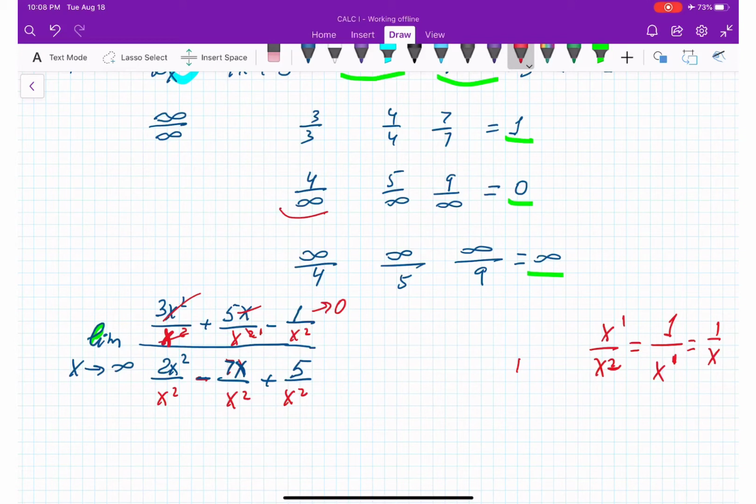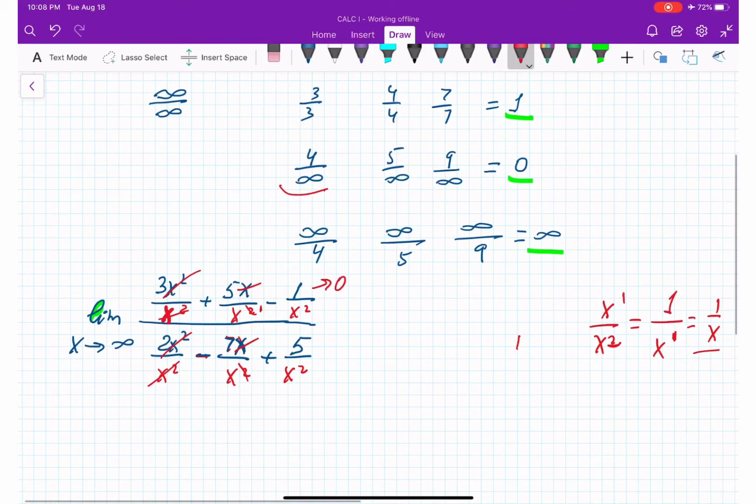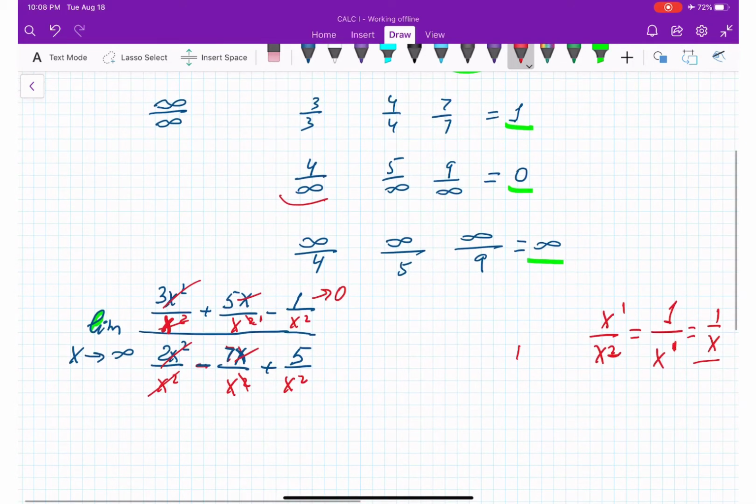Okay, now the second at the bottom, let's see what we get. The x squared cancels. 7x divided by x squared, for the same reason, x is gone, the square is gone, x stays in the denominator, and 5 over x squared, 5 divided by infinity, is going to get 0.